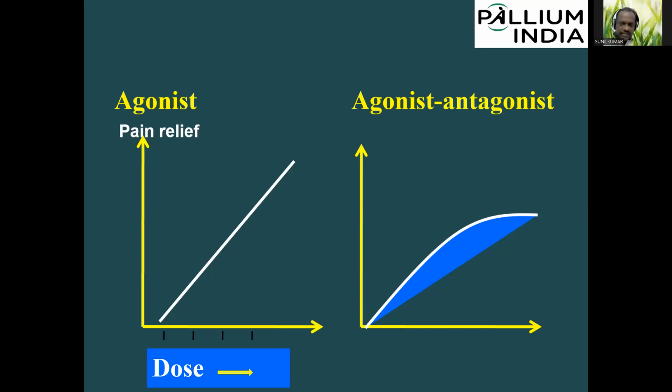But look at agonist-antagonist. After a certain dose, you can see till this point, as you increase the dose, there will be corresponding pain relief. But even after this point, even if you increase the dose, there will not be corresponding pain relief. The curve is flat. You can see it is flattened. So that means there is a ceiling effect for analgesia. So the agonist-antagonist group have a ceiling effect for analgesia. Until a certain dose, it will give pain relief, but after that, even if you increase the dose, no pain relief.